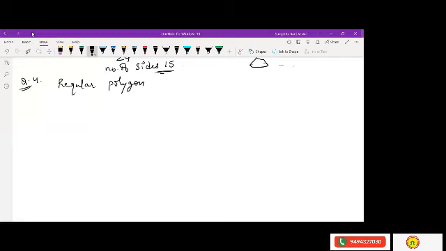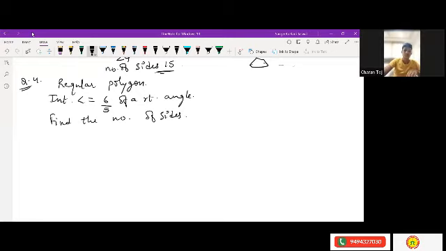Now the interior angle is 6/5 of a right angle. This is given like this. If the interior angle is 6/5 of a right angle, right? So you have to find the number of sides. Is it? Yes, Charan Tej? Yes, ma'am. This is what we are asked to do in this.